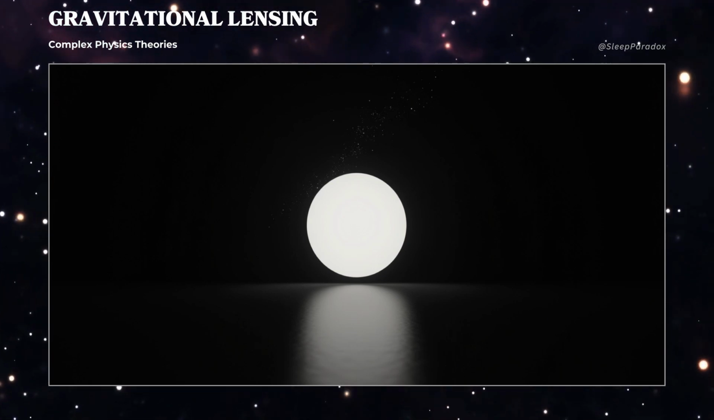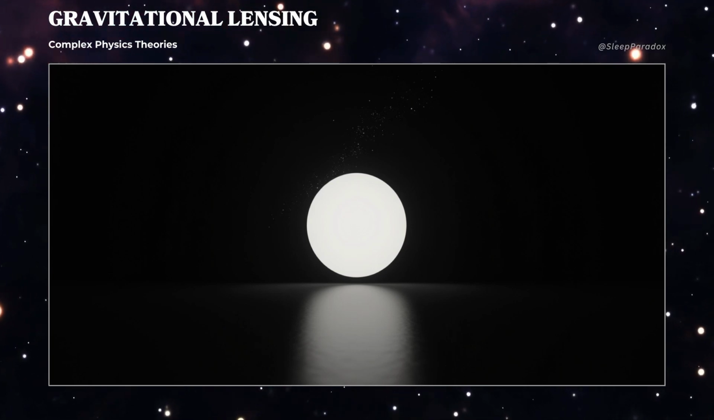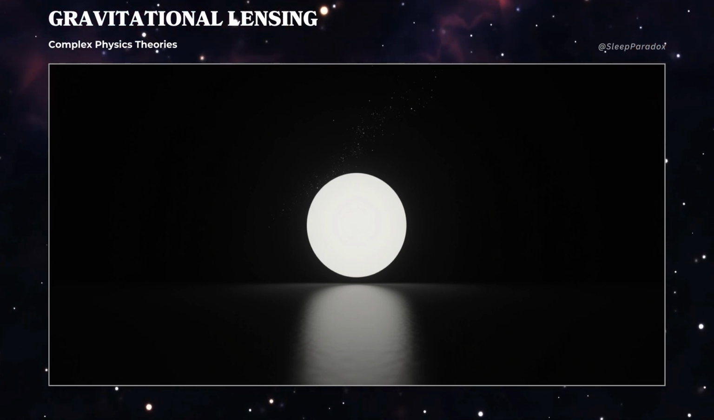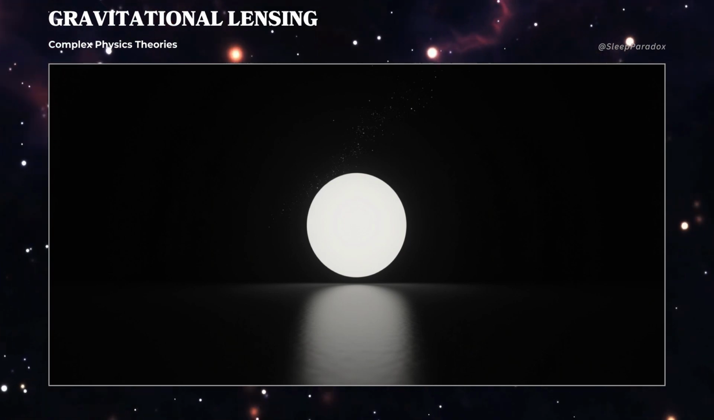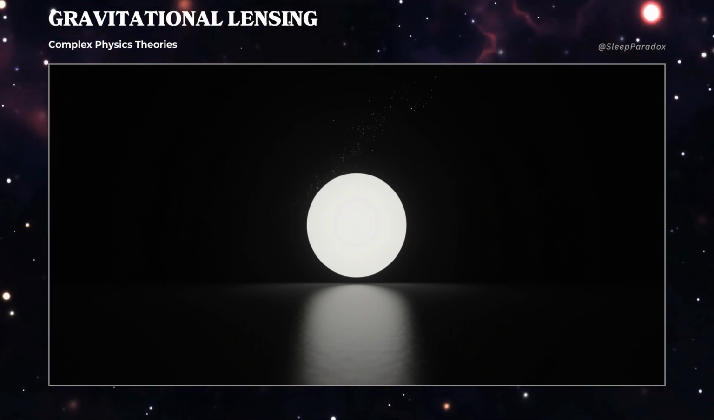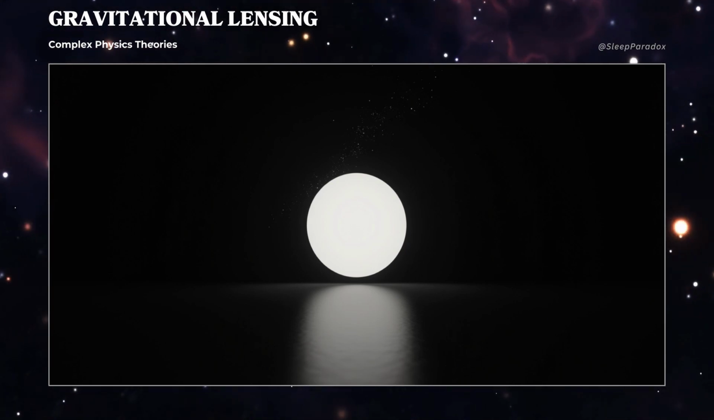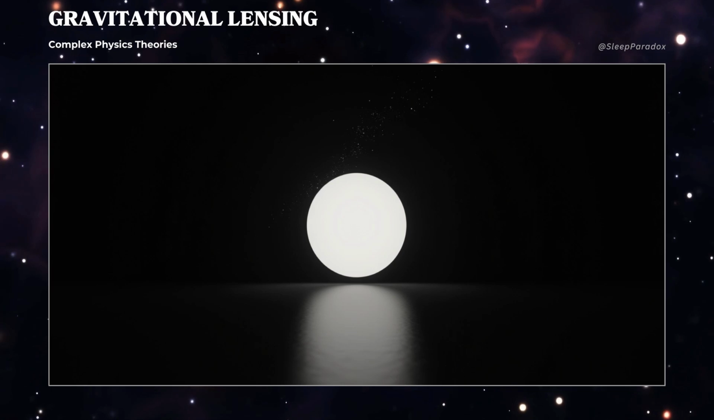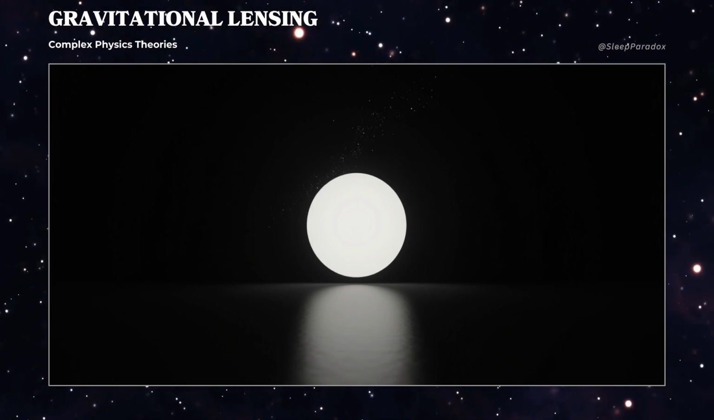There are 3 main types of gravitational lensing. The first is strong lensing, where the distortion is large enough to produce dramatic visual effects: multiple images of the same object, bright arcs of light, or even complete rings. These rings, called Einstein rings, occur when the source, the lens, and the observer are perfectly aligned.